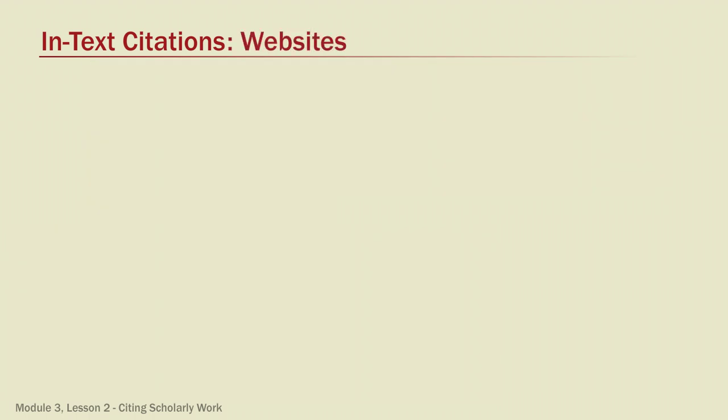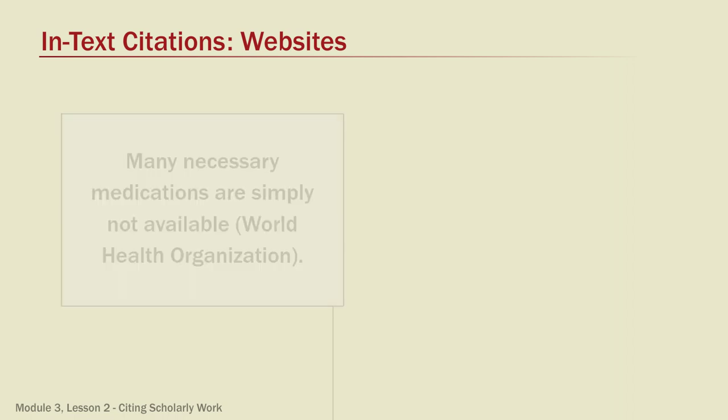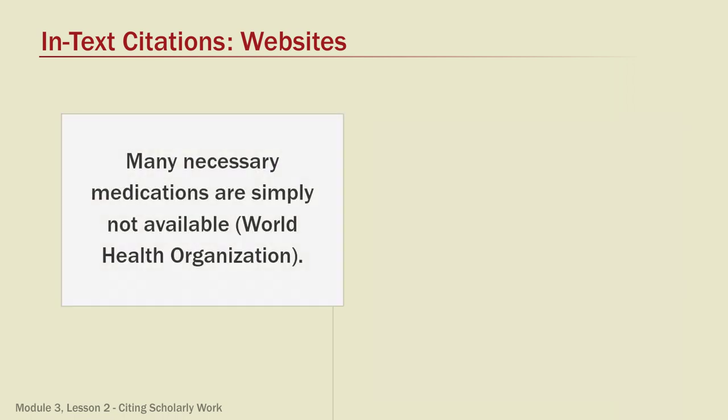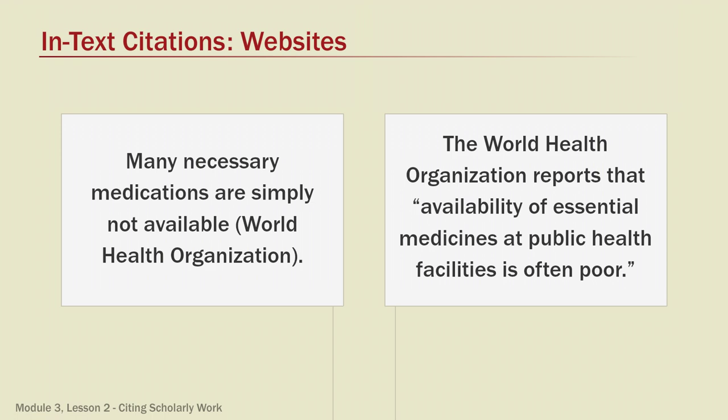In-text citations, websites. For a source that has no page numbers, like a website, simply include the author's name, which will allow your reader to find the matching citation in the works cited list. As when citing a print source, you can provide the name in parentheses or incorporate it into your sentence.